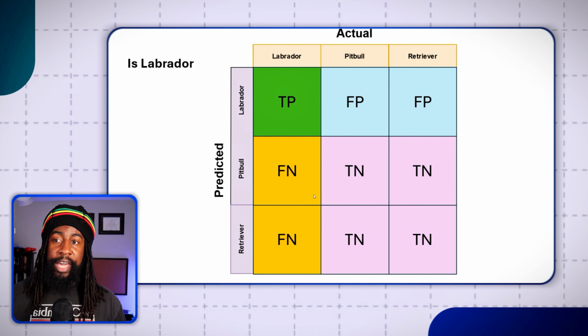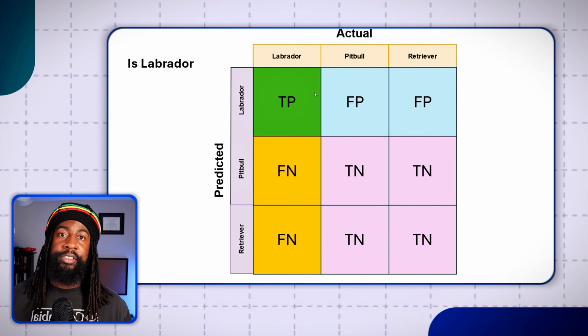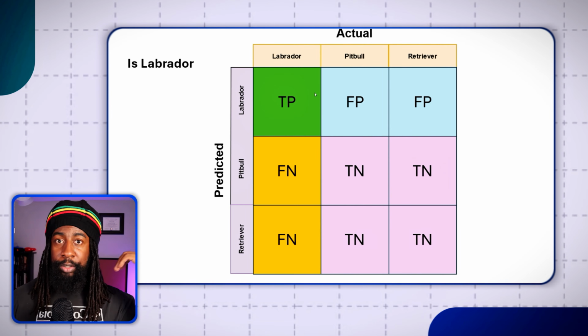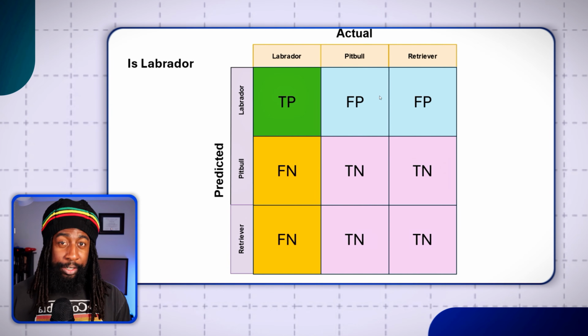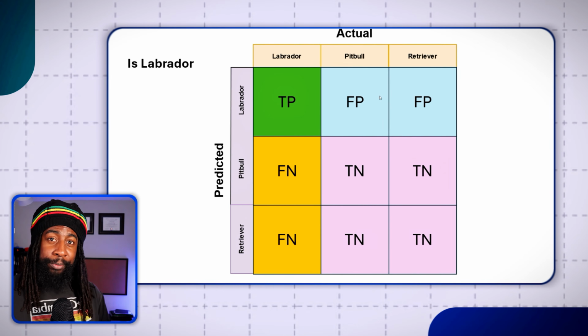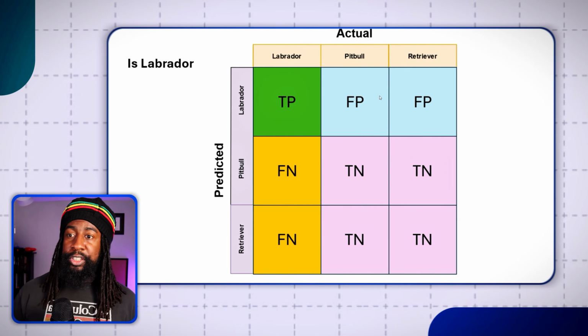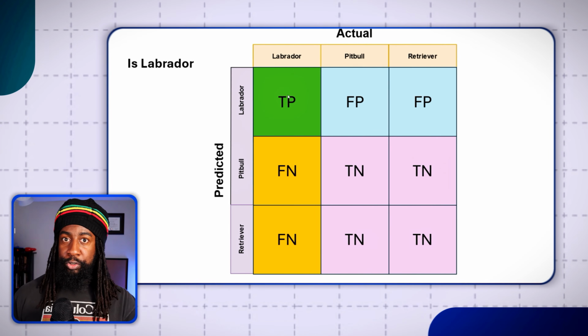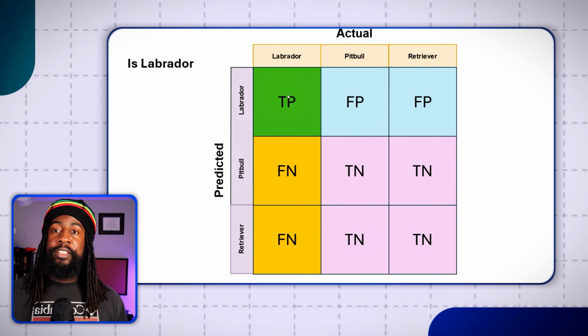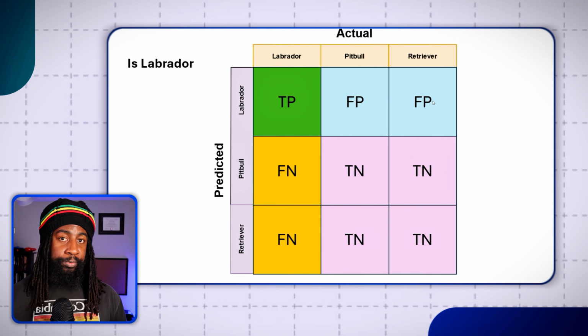Well, if the actual data shows that it is a Labrador and the machine learning model predicts that it's a Labrador, that's a true positive. That means both match. It is a Labrador, the machine learning model was right, and the actual data was right. Now, moving on to the right here, if the actual data shows that this is a pit bull and your machine learning model still predicts that it's a Labrador, well, now this is your false positive. Your machine learning model thinks it's true, but the actual data shows otherwise. Same thing with the retriever. It's also a false positive.